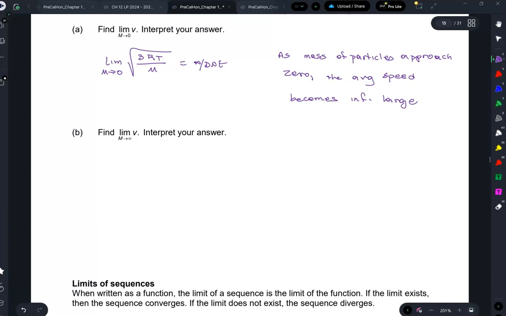So now let's interpret the limit as m approaches infinity. The limit as m approaches infinity of 3RT over infinity is going to be 0, right? And again, same thing: as the mass of the particles approaches infinity, the average speed will approach 0. You don't say the speed will equal 0. It will approach 0 because the particles will never get to infinitely large mass, so the velocity will never equal 0 either.